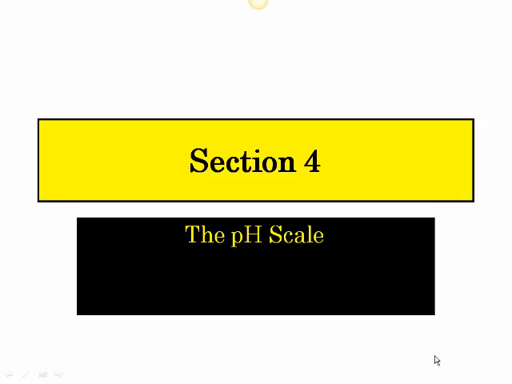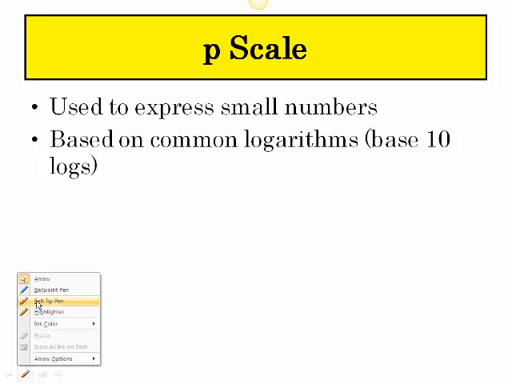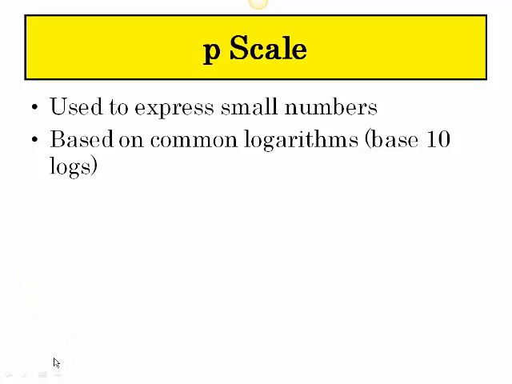Alright, this is the last section, basically section 4 of the pH scale. The pH scale, or the P scale, is used to express really small numbers, so we don't have to use times 10 to some power, like times 10 to the negative 7th or times 10 to the negative 10th. We can just use a 7 or an 8. It just makes it easy.